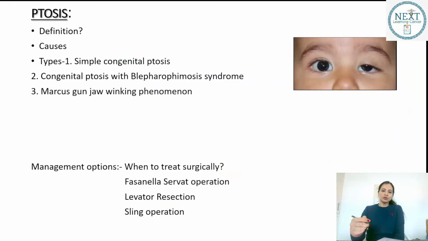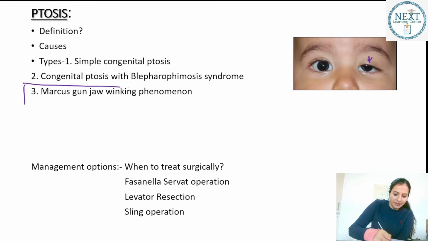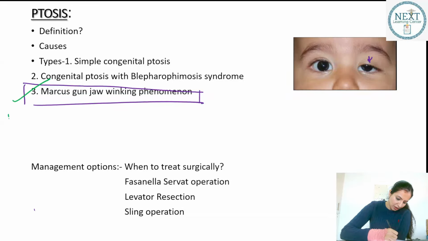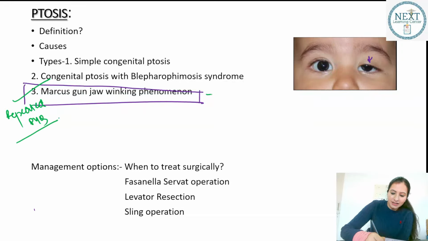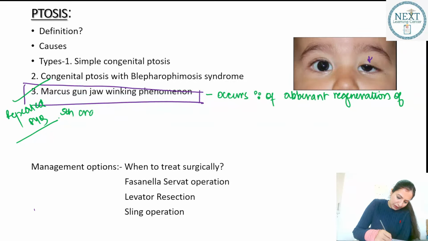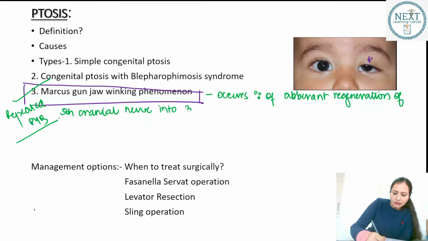Now moving on to ptosis, we know ptosis is drooping of the upper eyelid. The one that is important for your exam is Marcus-Gunn jaw winking phenomenon. This is a repeated previous year question. Why does it occur? This occurs because of aberrant regeneration of the fifth cranial nerve into the third cranial nerve.